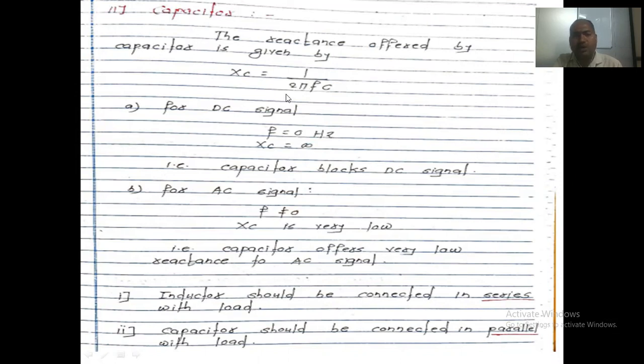Infinite indicates that the opposition coming from your capacitor in the case of DC is a maximum, that is, infinity. That's why the DC signal is not passed by this capacitor.